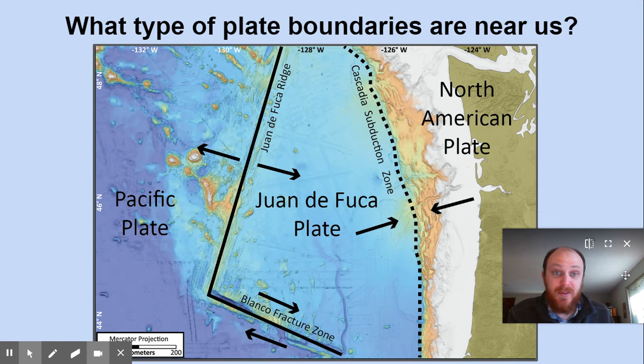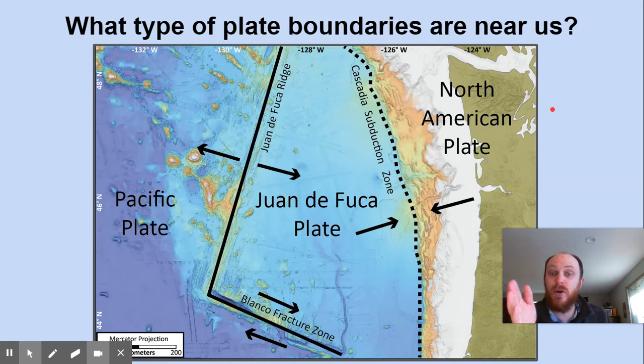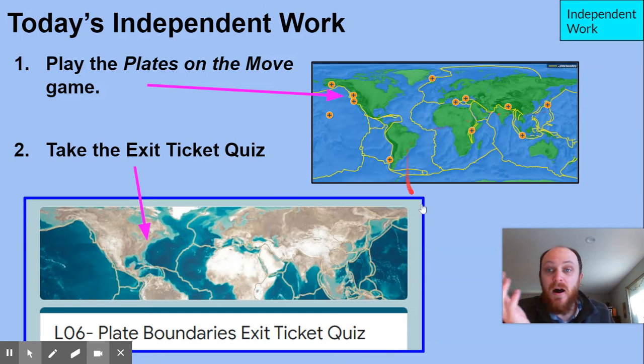And I just want to be clear about this. We are just off the map. We're like right here where my red dot is, maybe like that-ish. But remember, this is the plate of Juan de Fuca. So I just wanted you to look here real quick. What type of plate boundaries are near us? Do we have a convergent boundary near us? Do we have a divergent boundary near us? Do we have a transform boundary near us? Do we have all 3? Look at this map, think about that question.